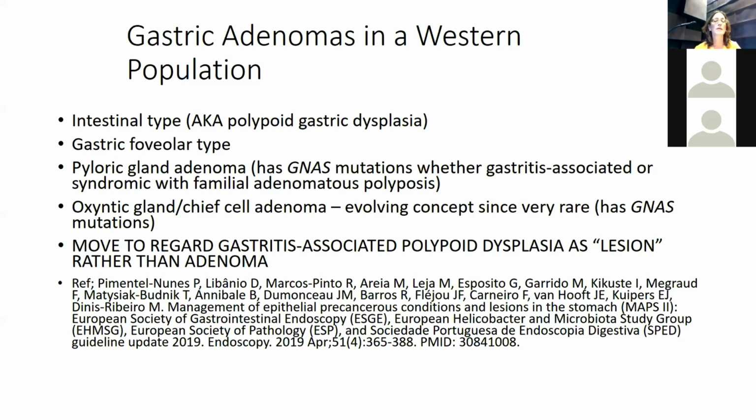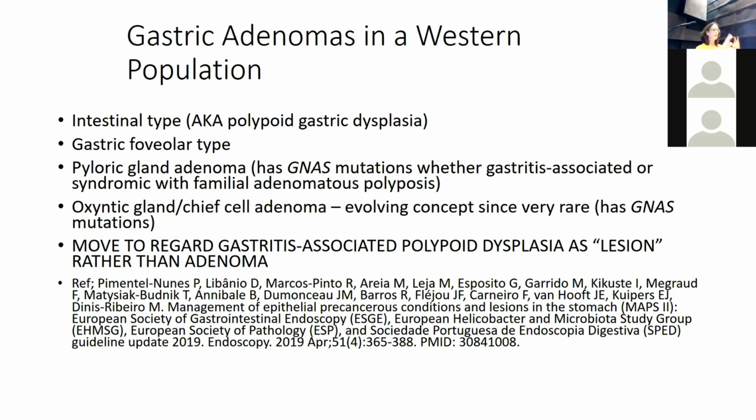Our European colleagues, though, don't like the idea of calling gastritis-associated polypoid lesions dysplastic adenomas. They want us to think of them, and it's intellectually correct, the way that we think of inflammatory bowel disease-associated lesion-forming dysplasias. The old term was DALM, the new term is just a visible lesion. And it intellectually makes sense, but of course, old habits die hard. And so you'll hear from your gastroenterology colleagues about the MAPS criteria, management of epithelial precancerous conditions and lesions of the stomach. And that's MAPS.